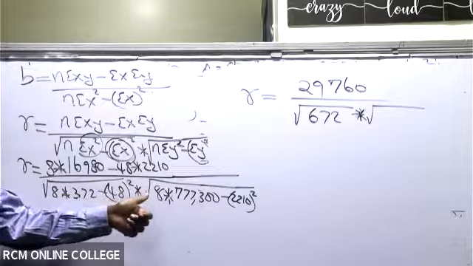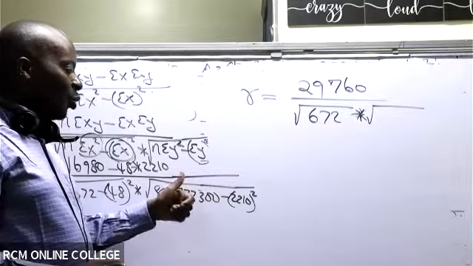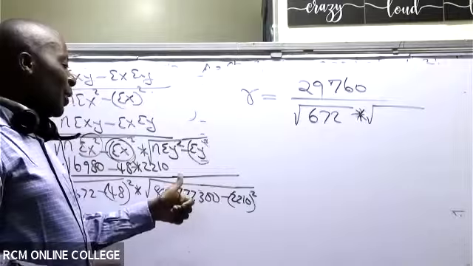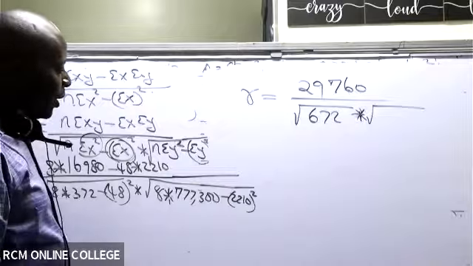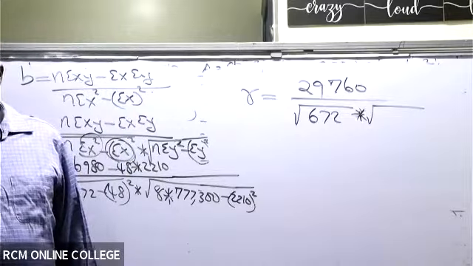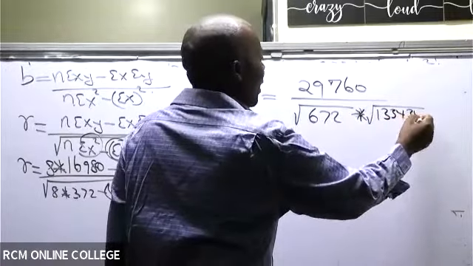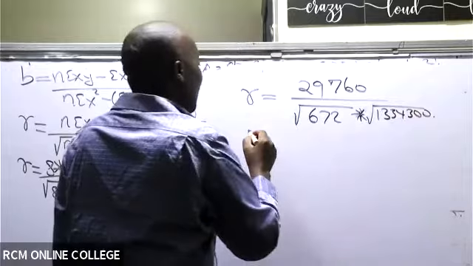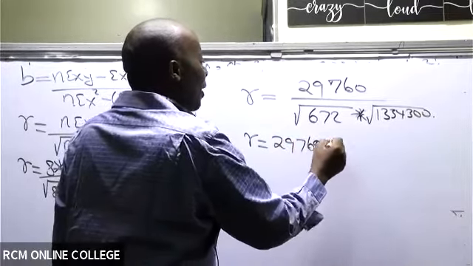So then come here. Here now we have 8 times 777,300 minus 2210 squared. Some good ninja, give me this answer. 8 times 777,300 minus 2210 squared. 1,334,300.